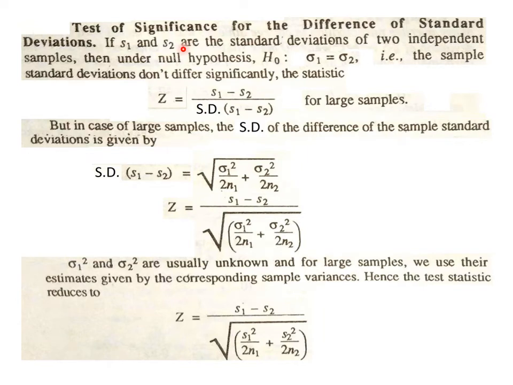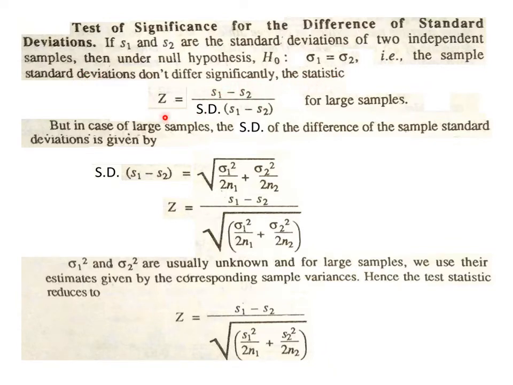Suppose we have two independent samples, and S1 and S2 are the standard deviations of those two independent samples. Then under the null hypothesis, as we have seen many times, under H0 sigma 1 and sigma 2, that is, the standard deviations of both large samples, are equal, and don't differ significantly.